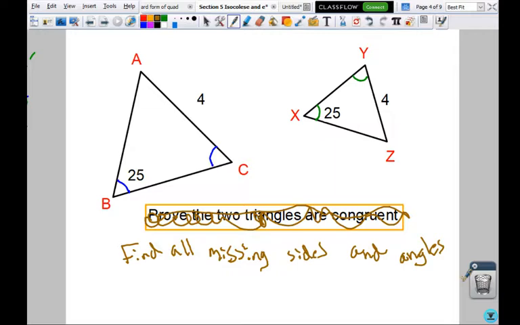All right, you guys should be looking at our last two triangles up here. They are congruent. I want you to find all missing sides and angles. So find them. There's a couple missing angles, there's a couple missing sides. Because they're congruent, right? So Z equals 130, A equals 130. What else?